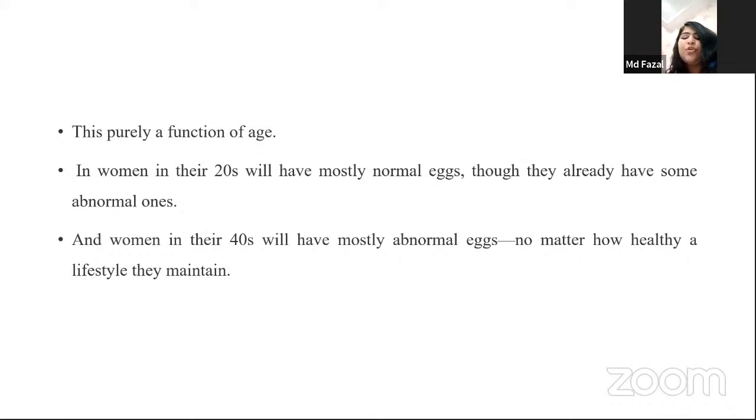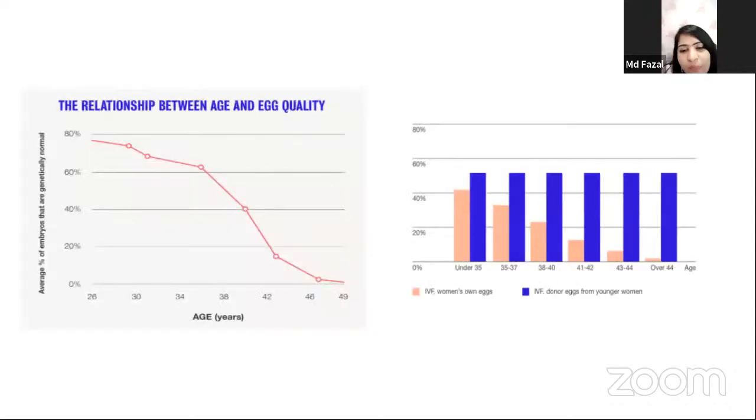This is purely a function of age, and women in their 20s will have normal eggs. Whether you want it or not, in your 20s you will have beautiful eggs. Even in your 40s, if you try to live a healthy lifestyle and do all that is possible on earth, there will be some abnormal cells, because as the age increases, the egg quality will definitely decrease.